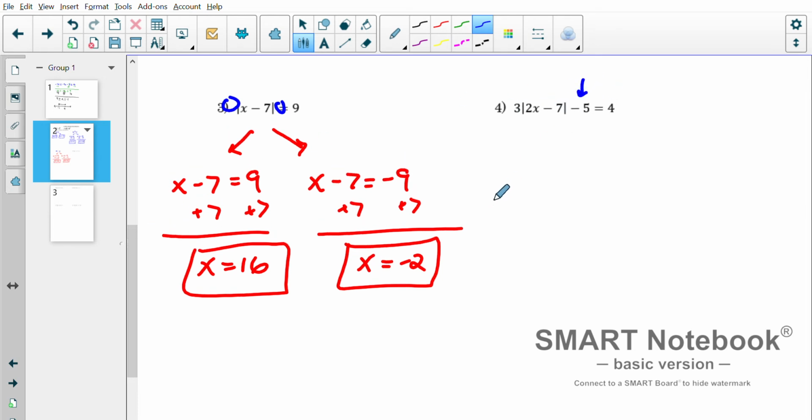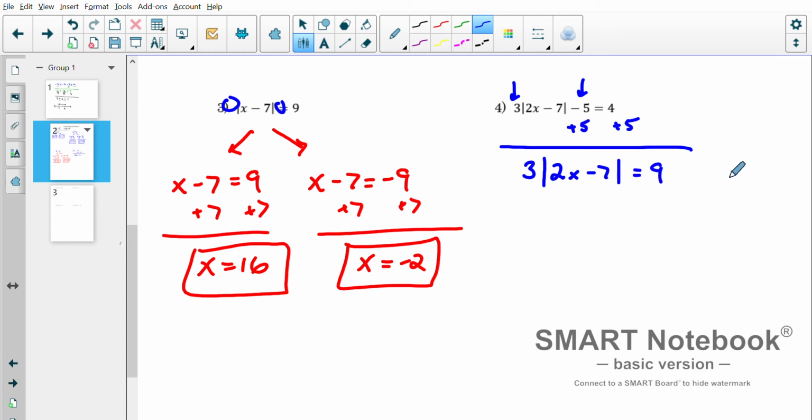So we've got this minus 5 that we have to get rid of, and we've got this times 3 that we have to get rid of. Using our inverse operations and reverse order of operations, we're going to get rid of the 5 first. So we're going to go ahead and add 5 to both sides. That's going to give me 3 times the absolute value of 2x minus 7 equals 5 plus 4 is 9. Now I still can't split it up yet because I got to get rid of the 3 still. So we're going to divide both sides by 3. That's going to give me the absolute value of 2x minus 7 is equal to 9 divided by 3 is just 3.